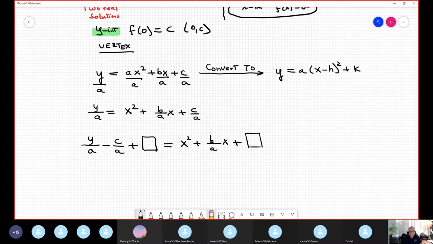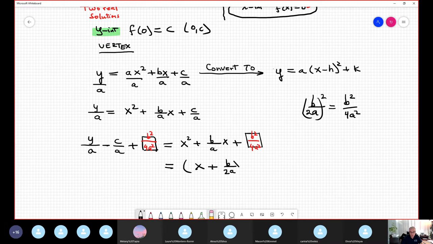And the formula is b over a divided by 2, and squared. That is b squared over 4a squared. And you copy here now, b squared over 4a squared and b squared over 4a squared. Okay, super. I know that when you do this action, this trinomial is a perfect square and the factorization is x plus b over 2a squared. Where does that come from? Well, x is the square root of x squared and b over 2a is the square root of this guy.